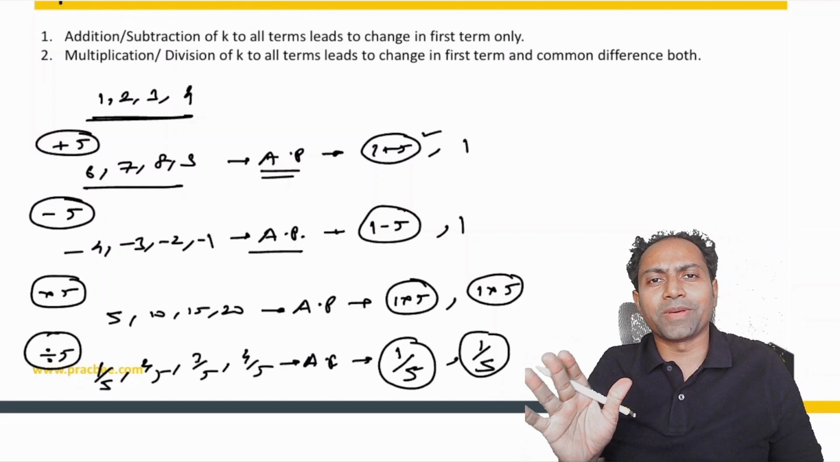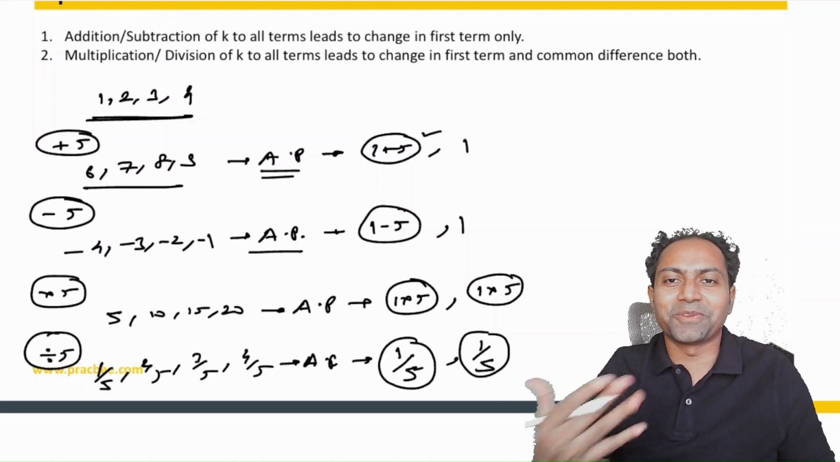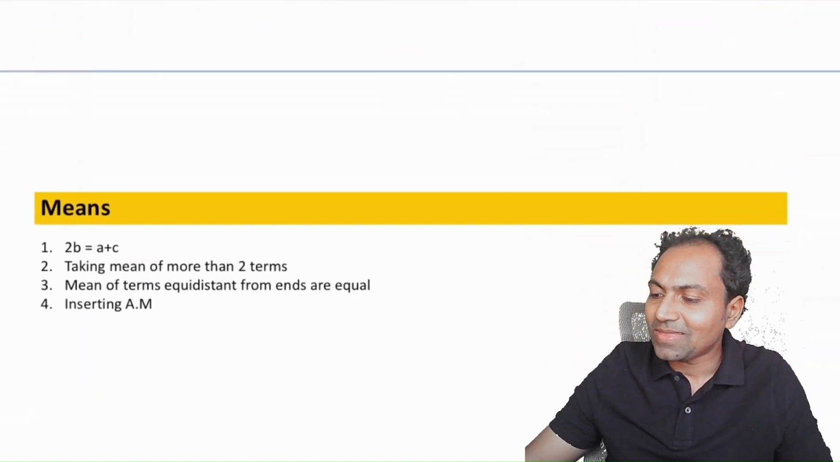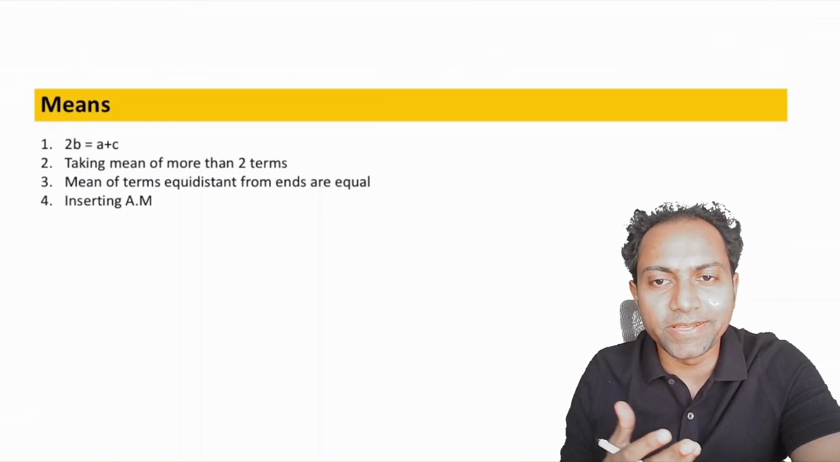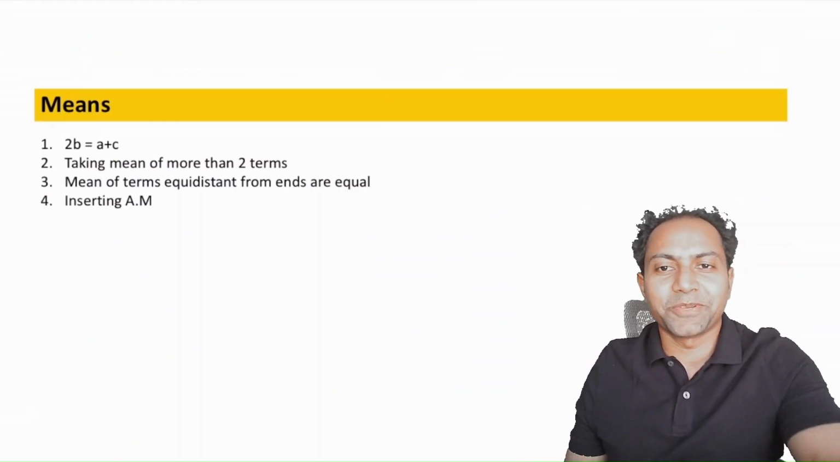So it is very simple to remember. If you forget, take this very simple example, and from there you can formulate the theory and move ahead. So the next set of properties that we are looking into is the properties that are based on means.